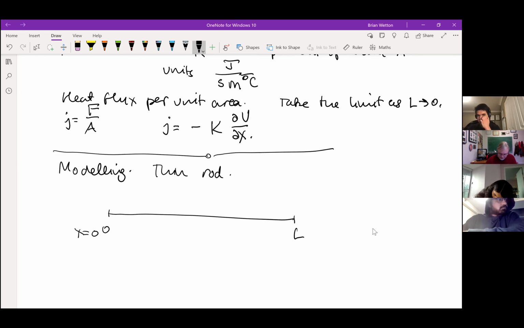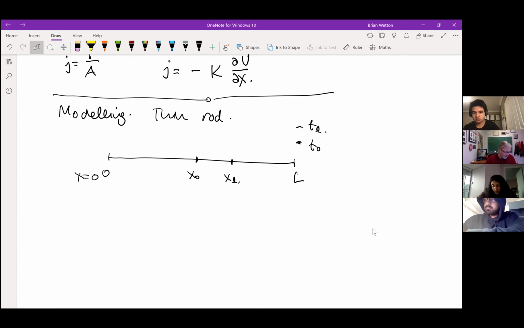And I'm going to look, as usual, at a little piece of the rod between these two places. But I've also got time. So I'm also going to consider it between two times that are close together, because I got to get space and time derivatives out of this thing. Okay, so let's look at time 0. So we're just going to look here at this little piece of the rod at this one time.